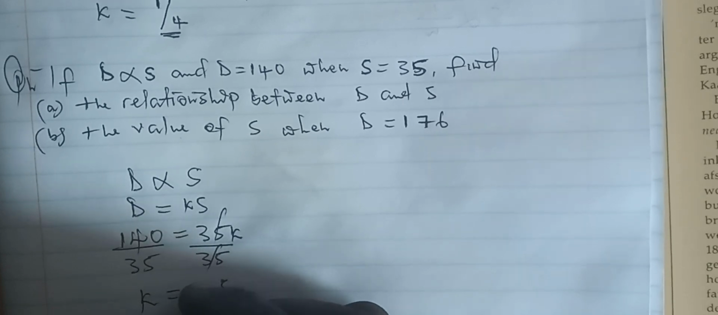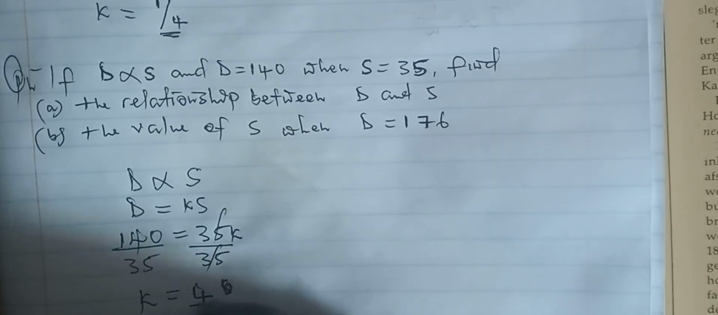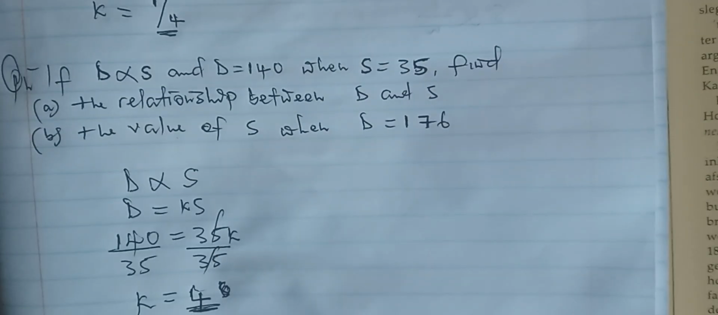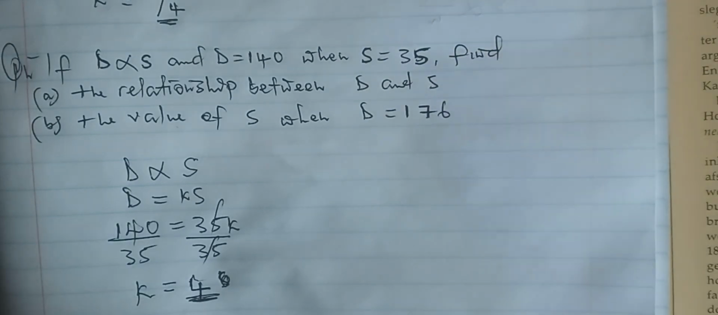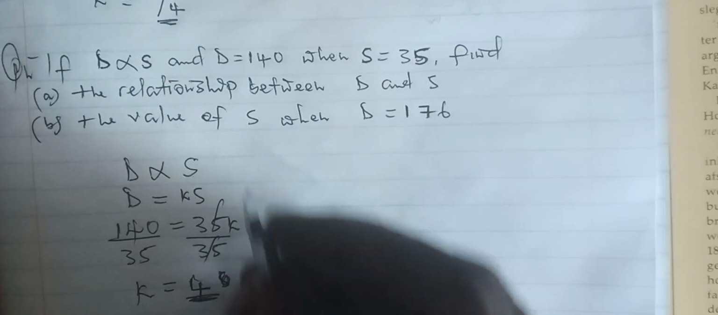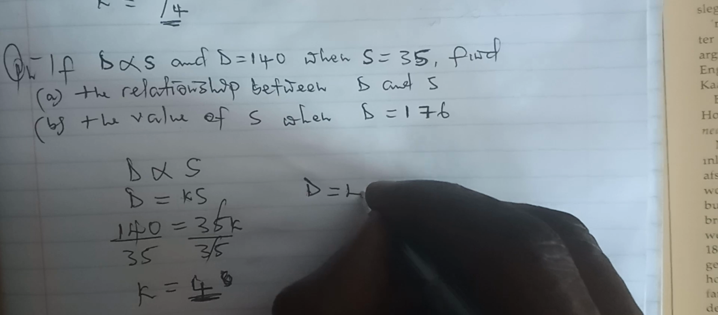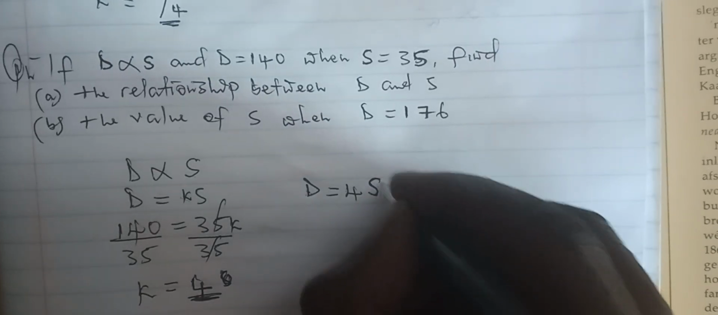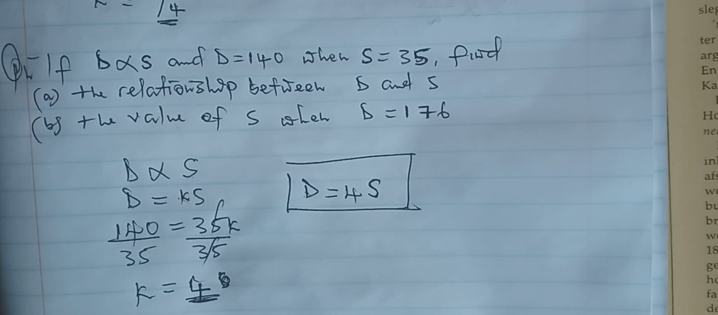And then the value of k is going to be 4. Yes, the value of k is going to be 4. This is the value of k. So for us to establish the relationship between d and s, we are going to substitute the value of k here. So we are going to have d is equal to 4s. This is the relationship between d and s on our direct variation question.